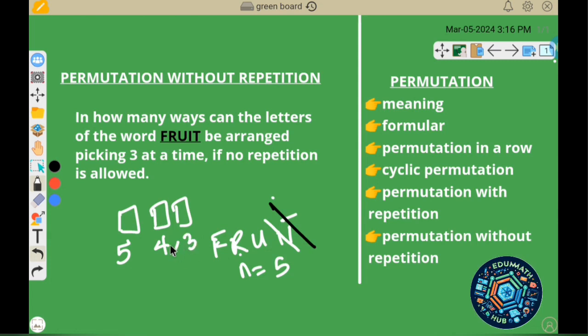Then you multiply your choices. So you have 5 times 4 times 3. So 5 times 4 is 20. 20 times 3 will give you 60. So there are 60 ways of arranging these letters of the word fruits if no repetition is allowed.